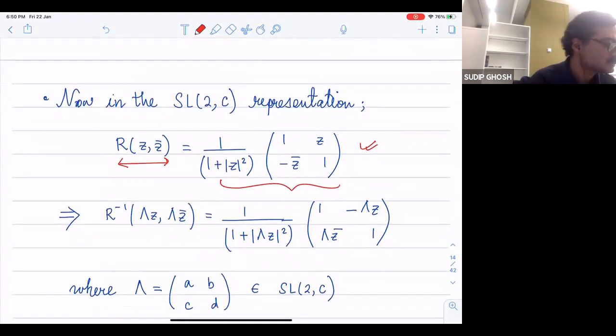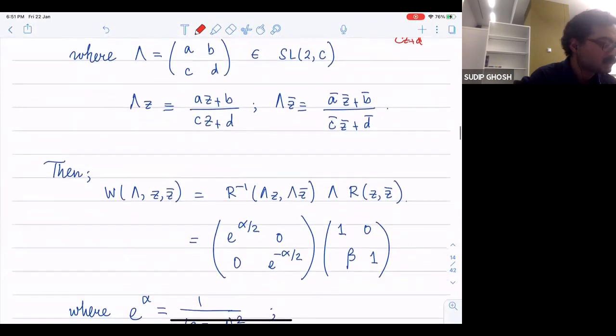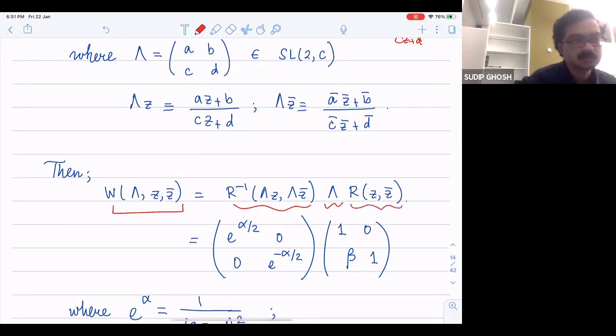And in this case, what we need is the inverse of R of z, z̄, where, as I said before, Λ_z is a shorthand for (az+b)/(cz+d), and equivalently for the complex conjugate. Okay. So then you have these two matrices, R inverse and R, and in order to compute this little group element, all you need to do is multiply these three matrices together. So you multiply R inverse, then you multiply Λ, which is this SL(2,C) matrix, and then you multiply that with R of z, z̄.